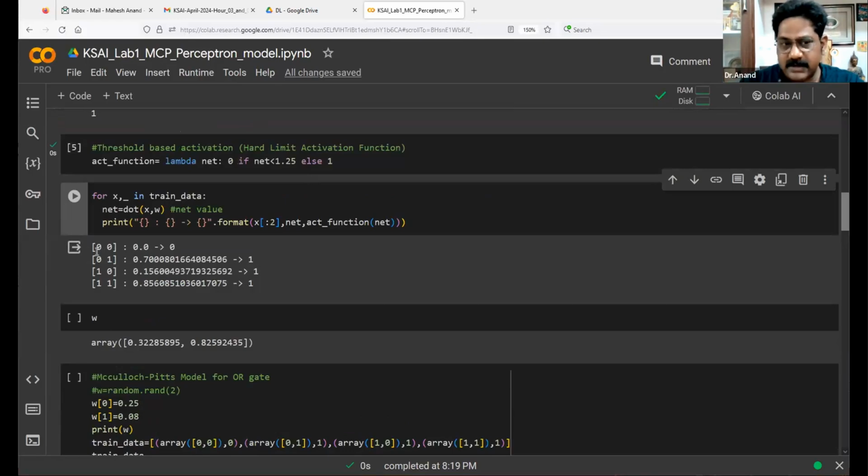So sum of products will happen. X1 multiplies with W1, and X2 multiplies with W2. It's going to produce the net. So I'm printing the first field. What am I printing in the first field? I'm printing the net value.